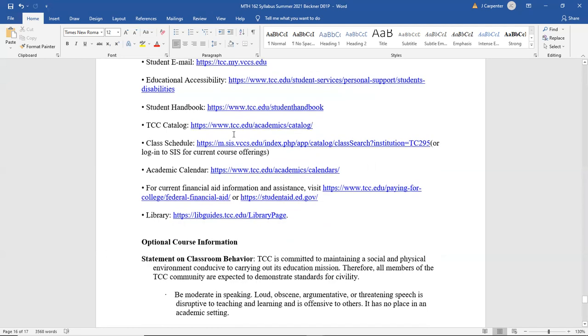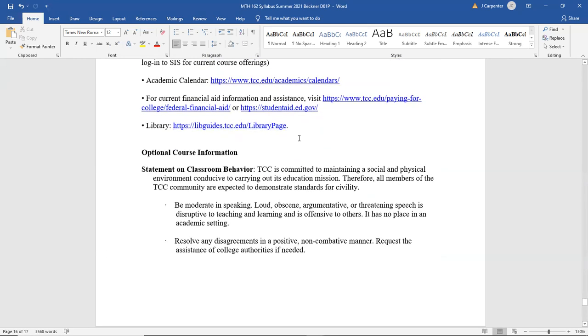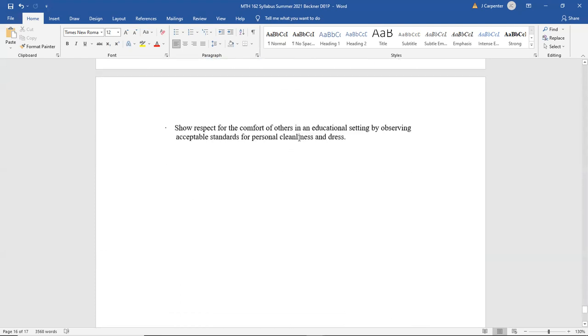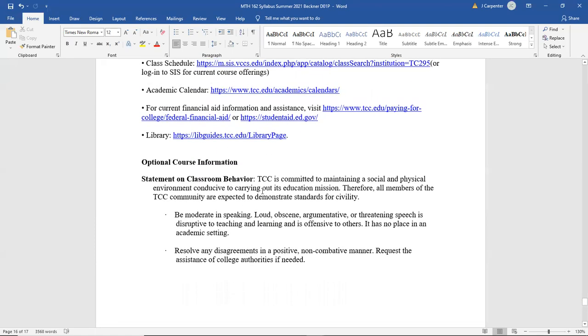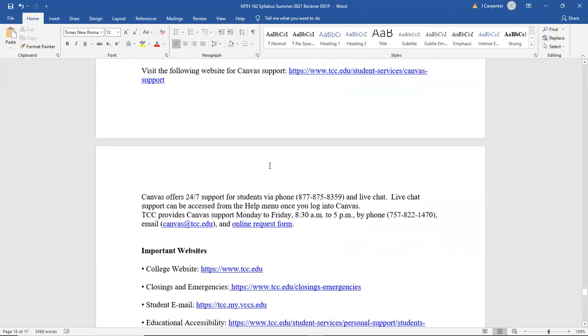But again, everything else is pretty clear-cut and dry. I don't want to waste too much time just talking about the syllabus because we need to get into everything. Classroom behavior. I don't know why they have so many things repeated now. It's so pointless.